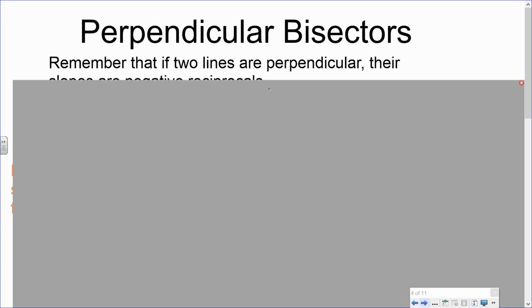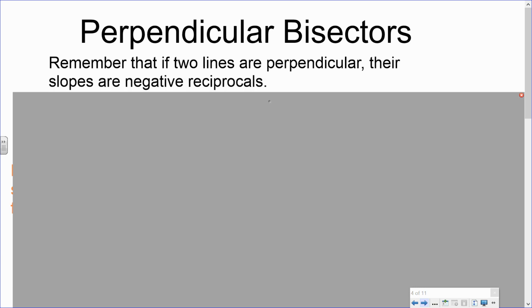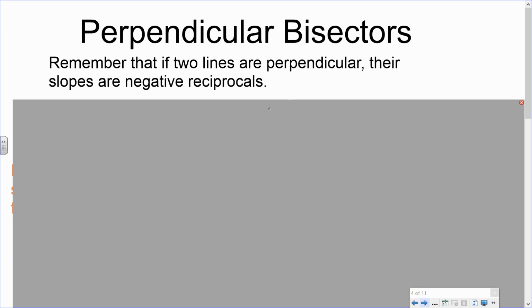Okay, second topic for today, we're going to learn another method for writing equations of perpendicular bisectors. So we need to remember that if two lines are perpendicular, they form 90 degrees, and what's the relationship of their slopes? Chloe, how are the slopes related? They are inverse and opposites. Take the reciprocal, turn it upside down, change whether it's positive or negative.